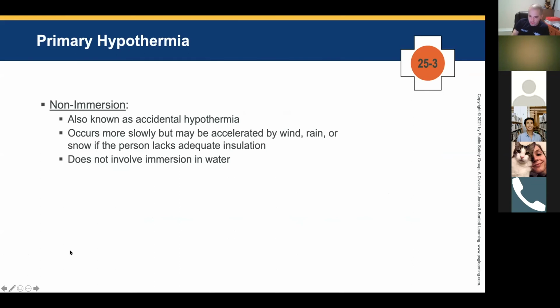Now, non-immersion, what we refer to as accidental hypothermia, occurs more slowly, but may be accelerated by wind, rain, or snow if the person lacks adequate insulation and does not involve immersion in water. This is usually what we're going to work with. Now, we do have the potential at our resort to have immersion hypothermia. We do have a pond. I can't recall any pond rescues we've done over the years. I'm going to go with no on that one. So usually we're going to find patients that are basically cold from the outside environment. They didn't adequately prepare to be on the slopes.